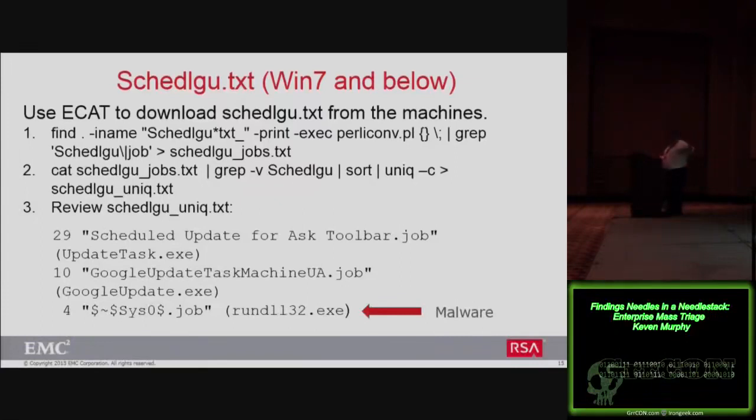As you can see here at the bottom, I have an odd job that runs rundll32. Everything else is, you know, like the Google update, the Ask Toolbar job. That is all pretty much normal wherever you go. But hopefully you can start to see how we can start picking out some of the oddness that we're seeing.